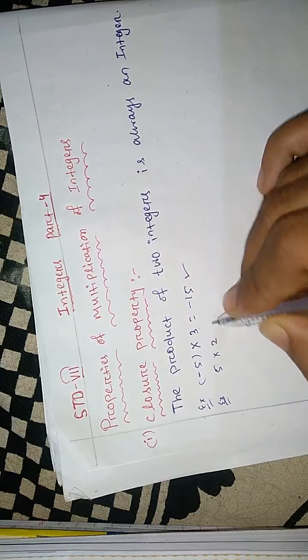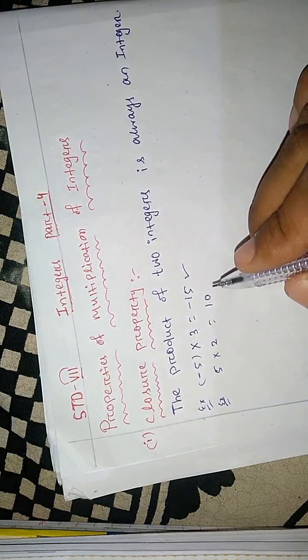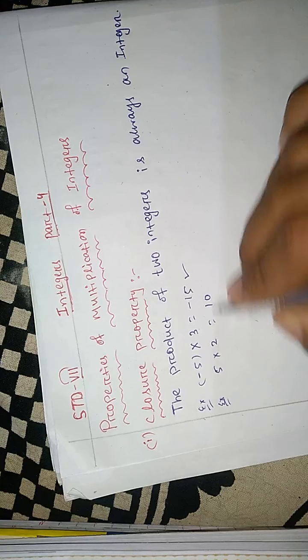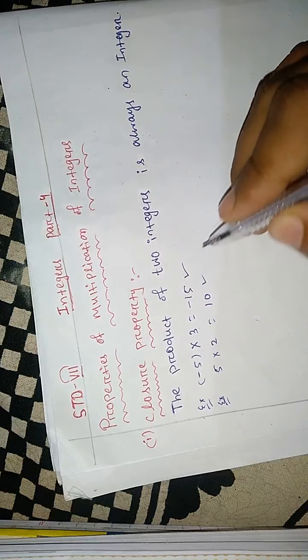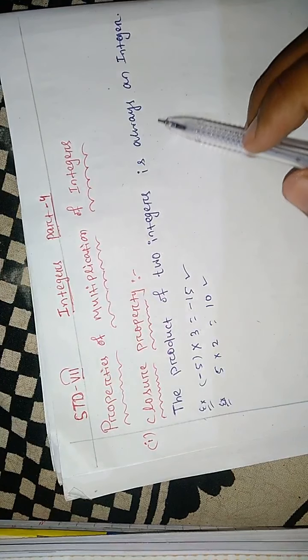Let's do one more example. 5 into 2 is equal to 10. So here 5 is an integer and 2 is an integer, and its product 5 into 2 is equal to 10, which is also an integer. So closure property means the product of two integers is always an integer.